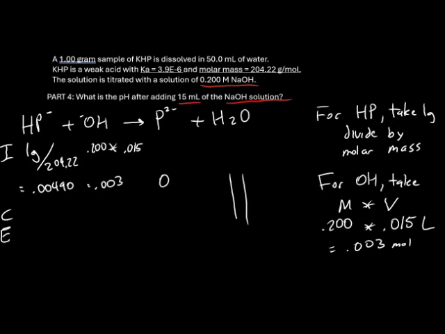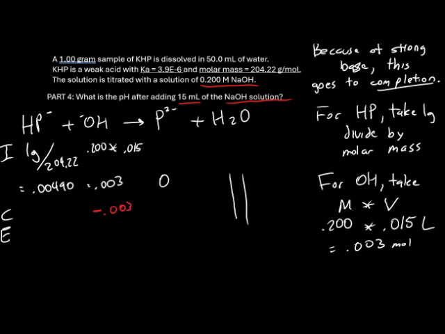Now we'll complete our ice chart, and we have to remember that if we have a strong base, this reaction will go to completion. This means we will run out of whichever of these two reactants is lower in moles. We can see that 0.003 is definitely less than 0.0049, therefore we will lose all of our OH negative, and we will lose an equal amount of our acid, HP negative, and we will gain the same amount of P2 negative, our conjugate base.